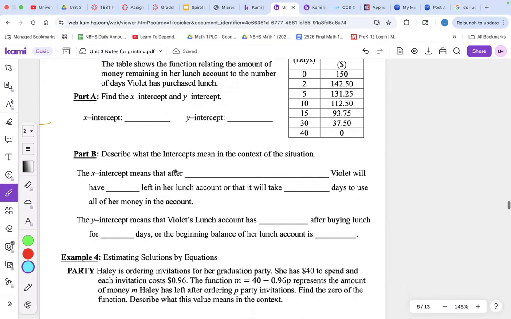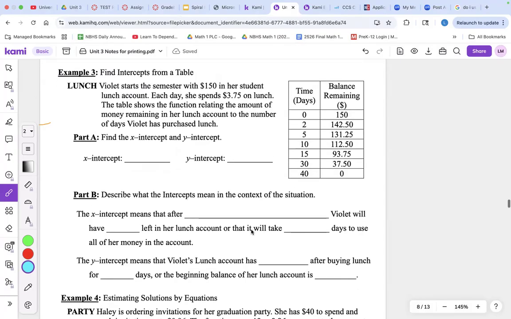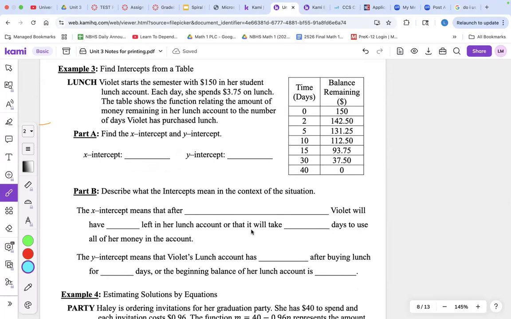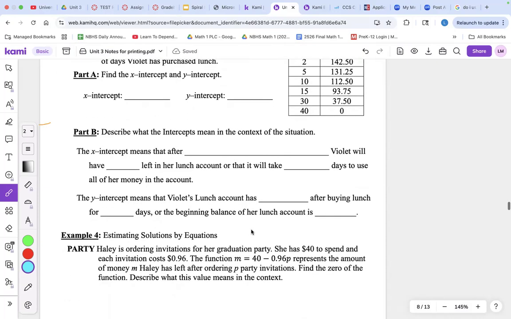All right, B says describe what those intercepts mean in the context of the situation. So here you have to read the situation, look at the table and what they're giving you, and what does it mean? Yes, this is your time to think.